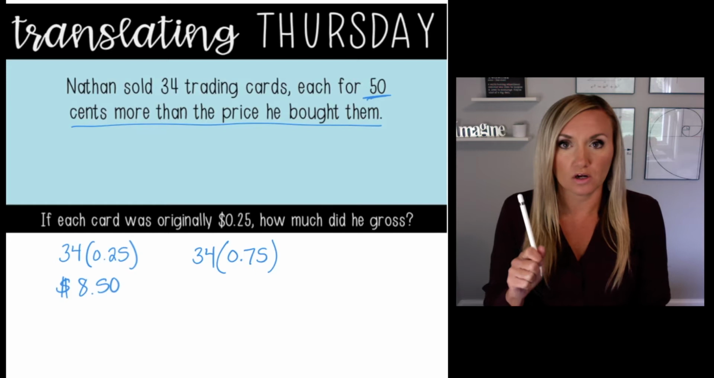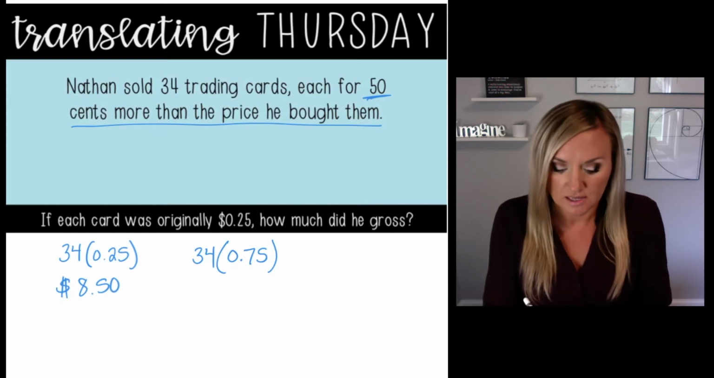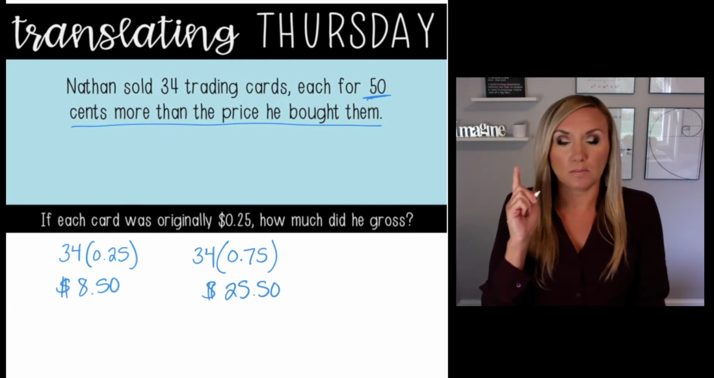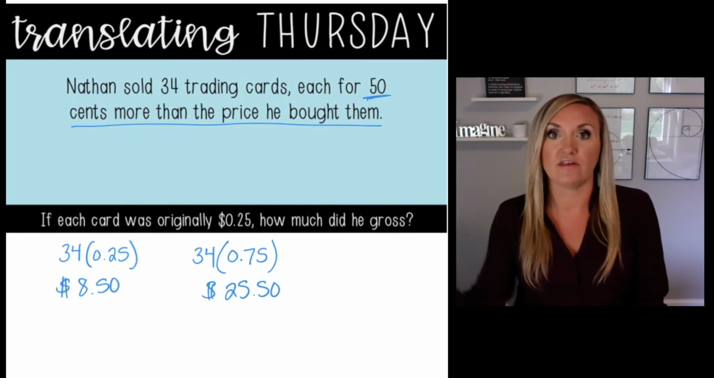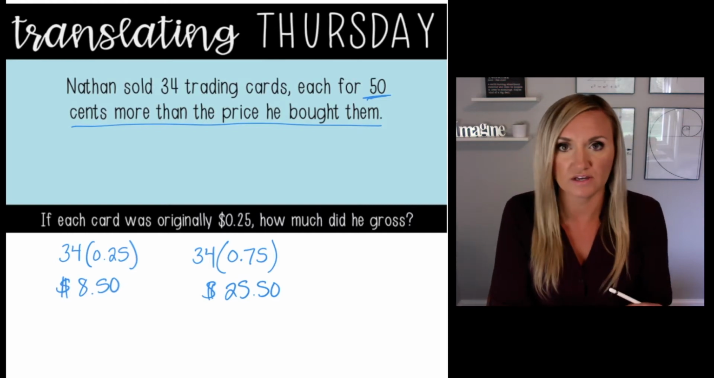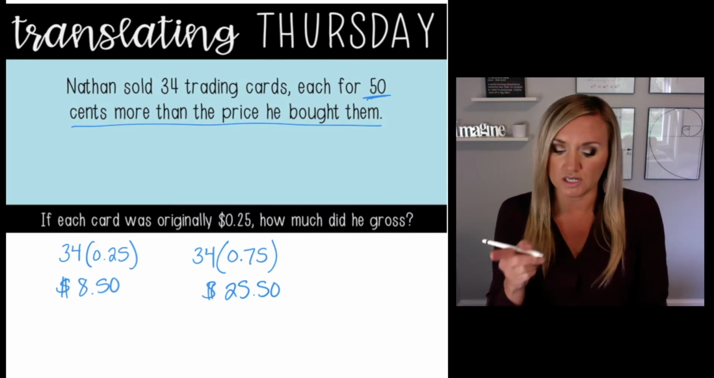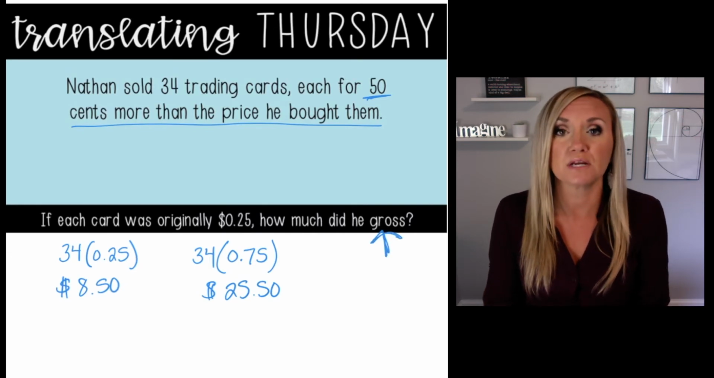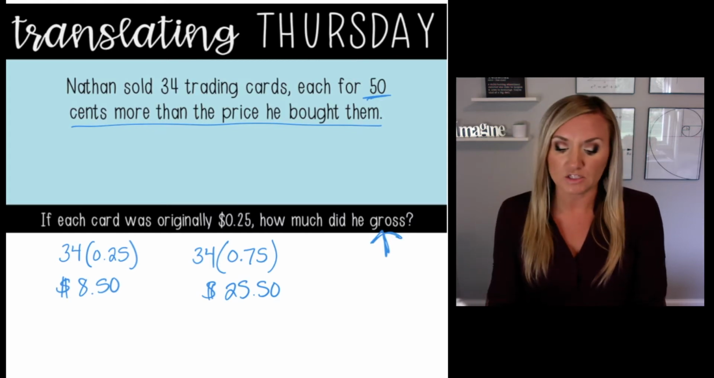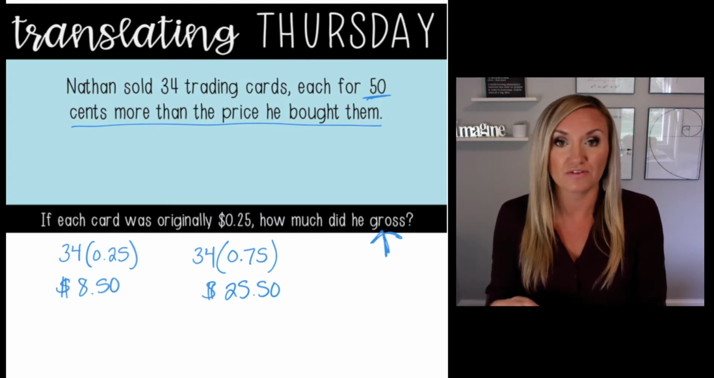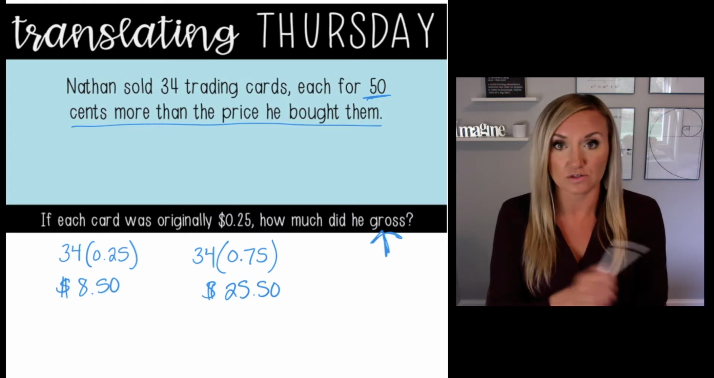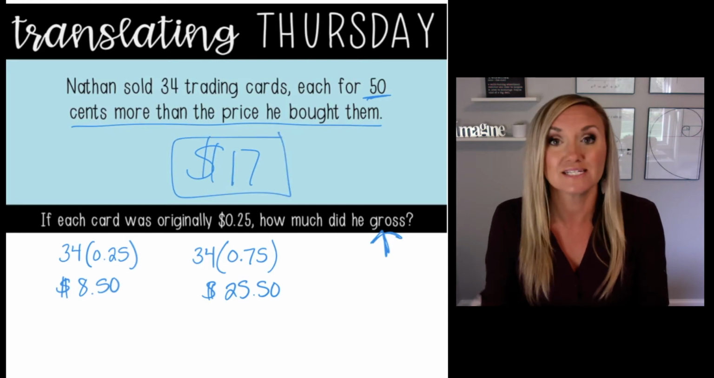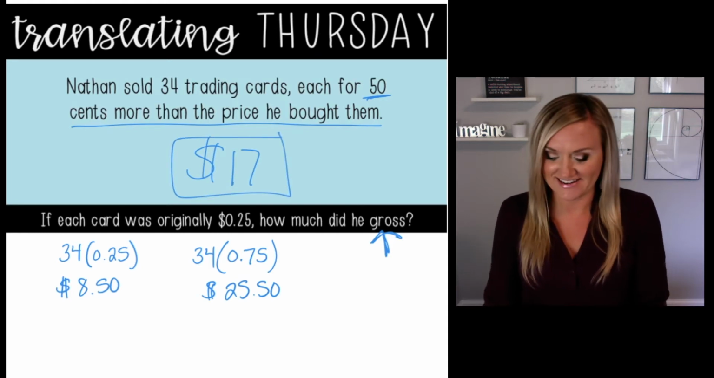So 34 cards times 75 cents apiece is $25.50. So he purchased them for $8.50, and then he turned around and sold them for $25.50. So the question is, how much did he gross? What was his profit? That's important. How much money did he make? That's what that means. And so we would simply subtract those two, $25.50 minus $8.50, and he made 17 bucks. $17.